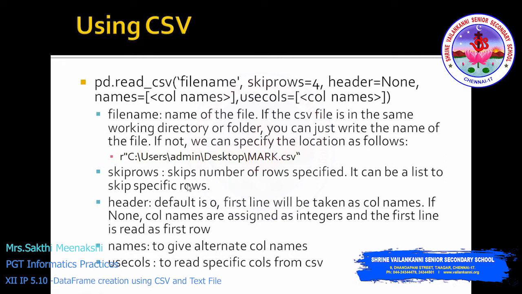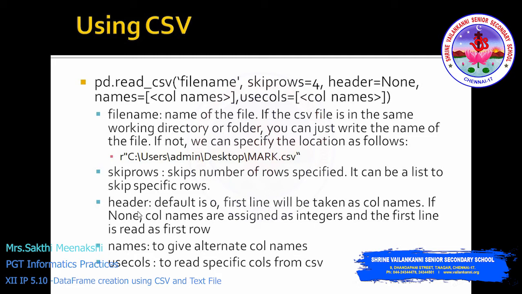Okay, so if you give skip rows equal to 3, the first 3 rows will be skipped. So the file will be read from the 4th line, right? It can be a list also. So for skip rows, you can give a list of values, so you can specifically mention which rows are to be skipped. So you can give 1, 3, so rows 1 and 3 will be skipped there.